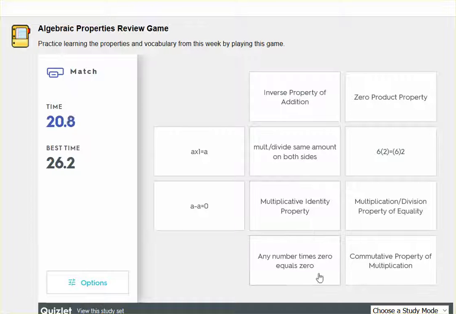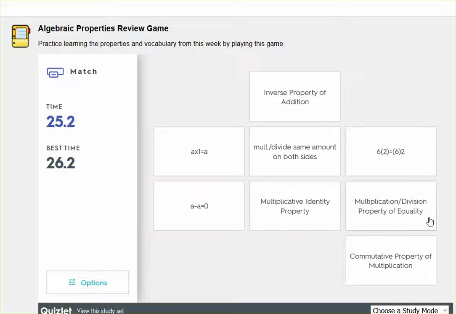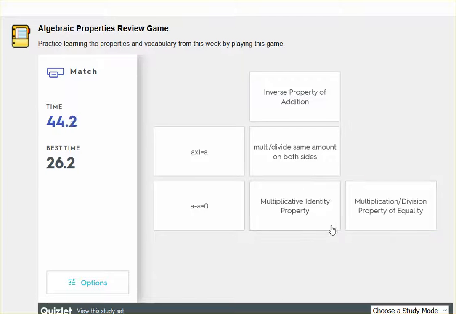I'm not very fast at this, you can see, but it's this one. So I click on them both and then they disappear. And you would continue this. It's not going to let me quit, is it? 6 times 2 equals 6 times 2. I don't understand this property. Is it supposed to be the commutative property of multiplication? Because it's really not. But whatever.